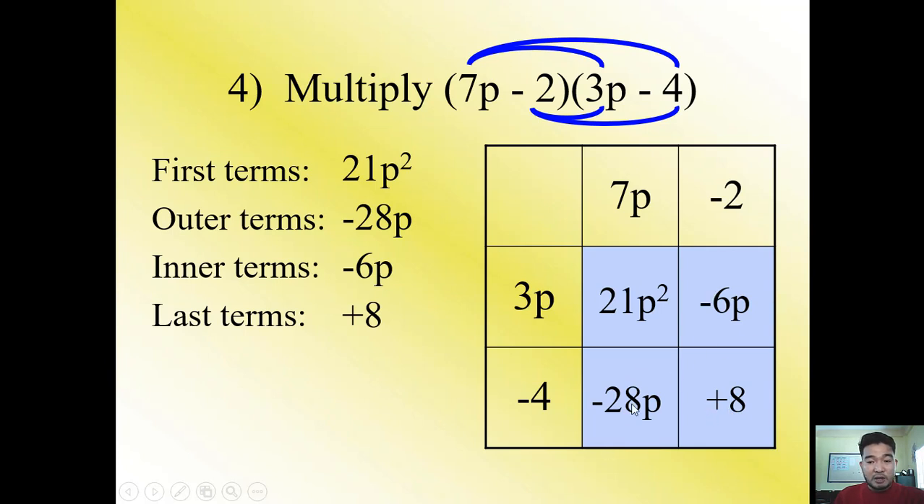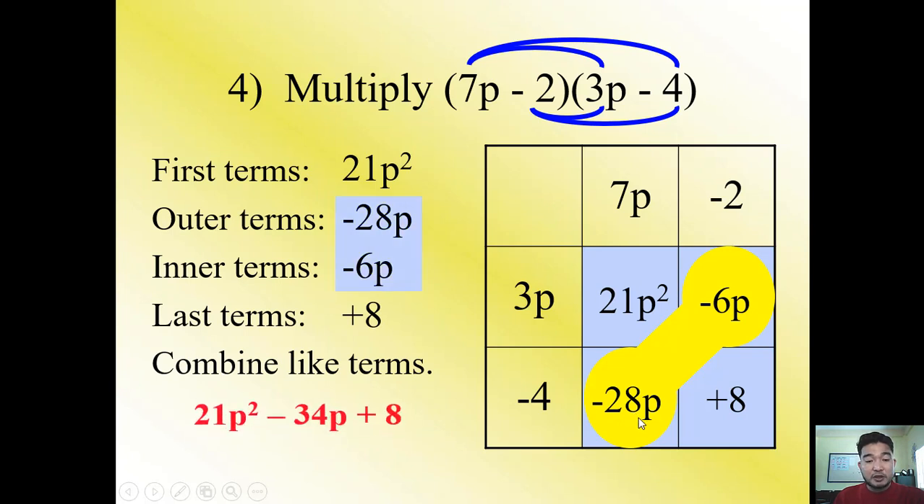And then we combine like terms. Like terms here are negative 6p and negative 28p. Negative 6 plus negative 28 is equal to negative 34p. So the product is 21p squared minus 34p plus 8.